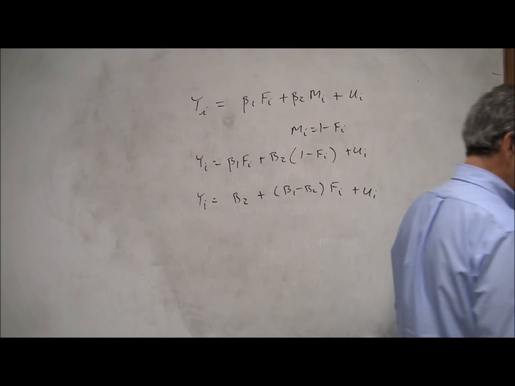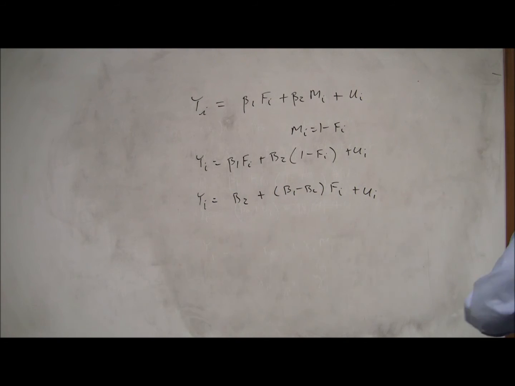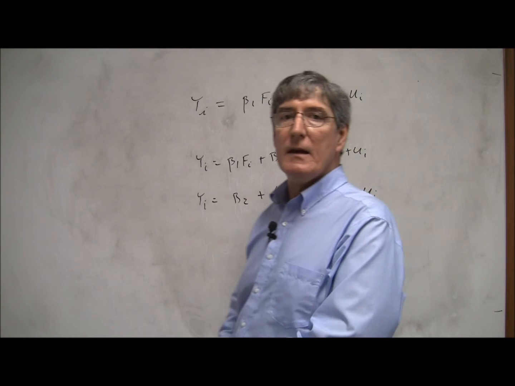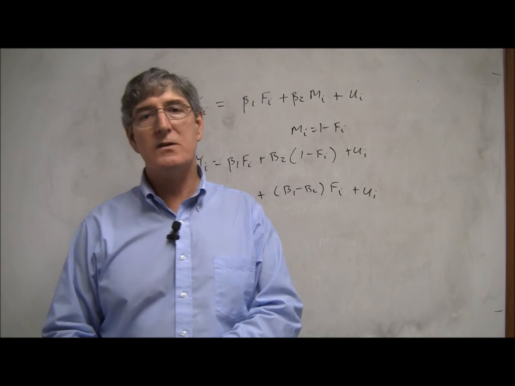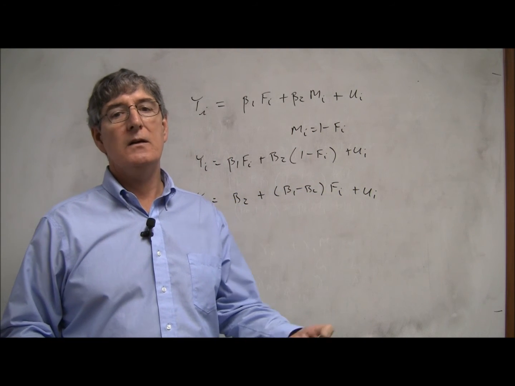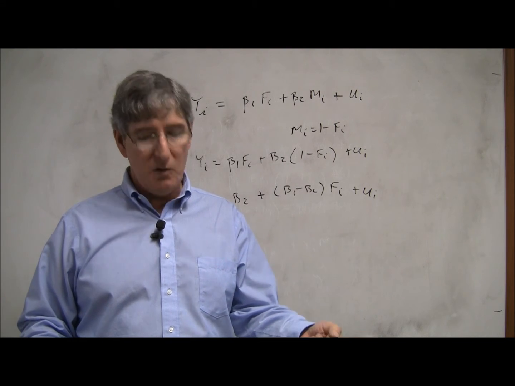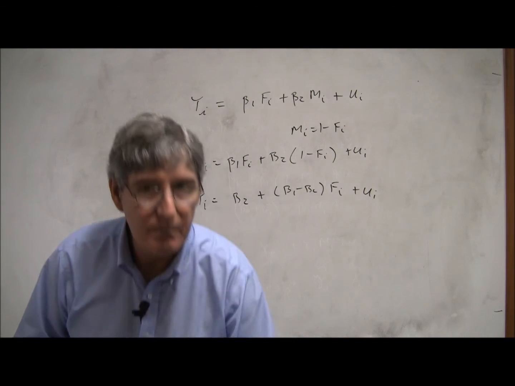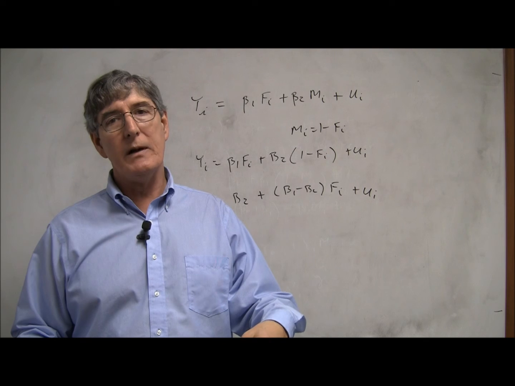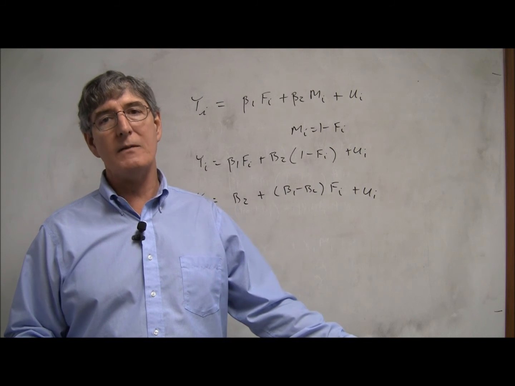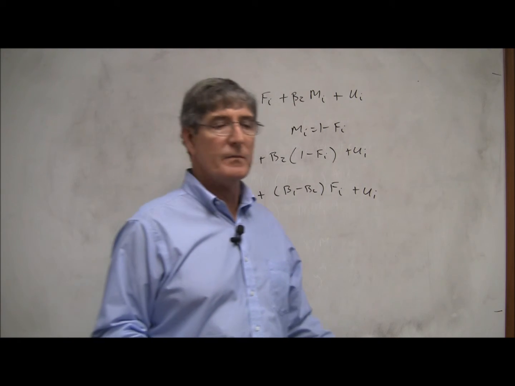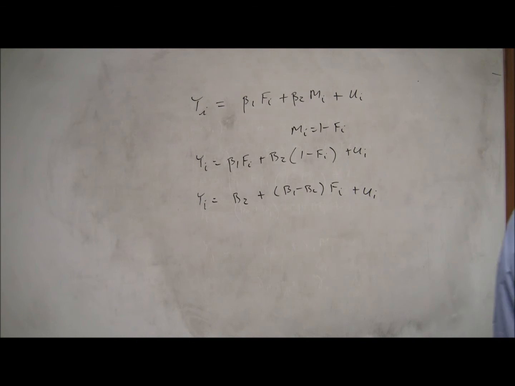But again, the big lesson here is that if you have two categories, you can only include one of the categories in the model. Or if you want to include both categories, you have to throw out the constant. And that's always going to be true for these dummy variables.